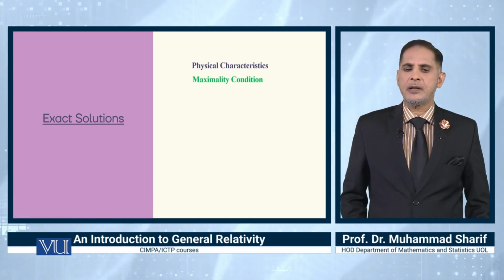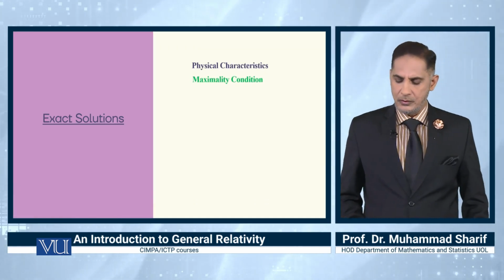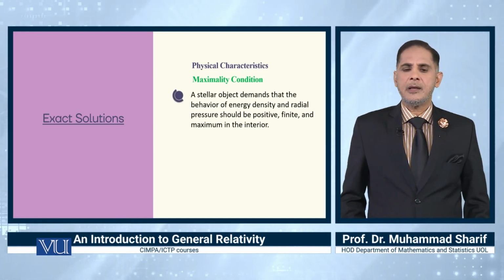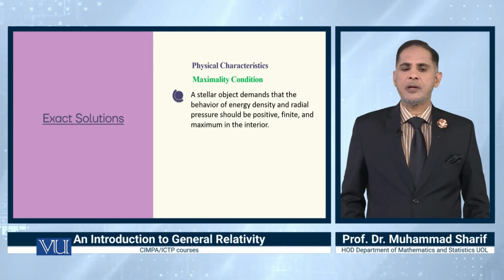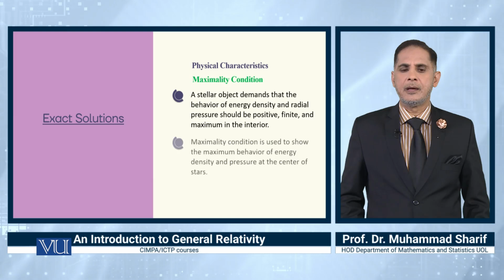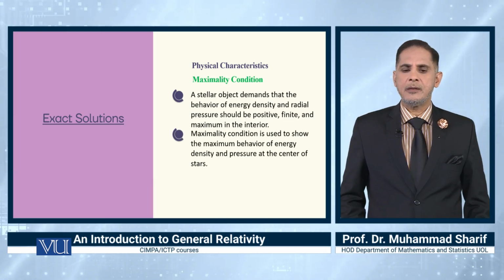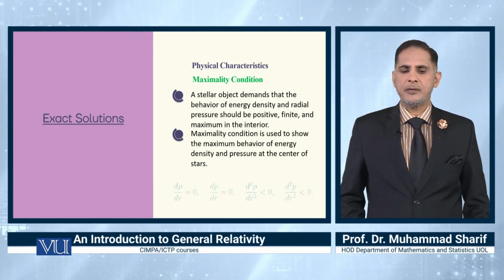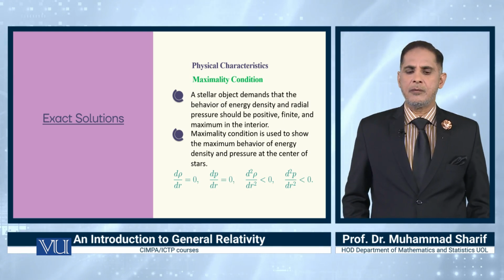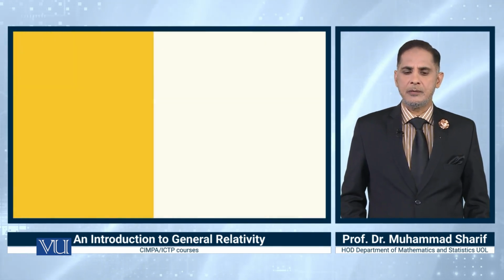Let us discuss some physical characteristics which are used to check the solution. Number one, the maximality condition. A stellar object requires that the behavior of energy density and radial pressure should be positive, finite, and maximum in the interior. The maximality condition is used to show the maximum behavior of energy density and pressure at the center of stars. So, this is the condition to find the maximal behavior. This is the usual way to find a maximum or minimum.